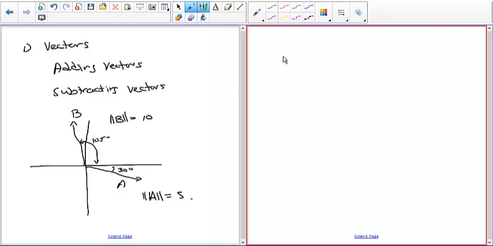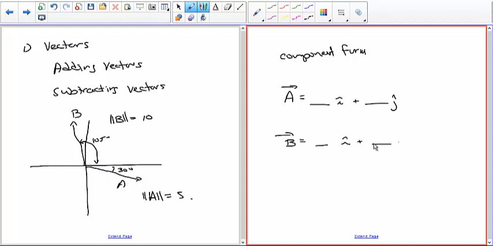So what you would need to do is put it in component form. There are two ways you can do it. You could do vector A equals some magnitude times i plus some magnitude times j, and vector B is some i plus some j. Or you could do A sub x equals something and A sub y equals something, and then B sub x equals something and B sub y. So you could break it up into the components, and then you could show them as i's and j's.